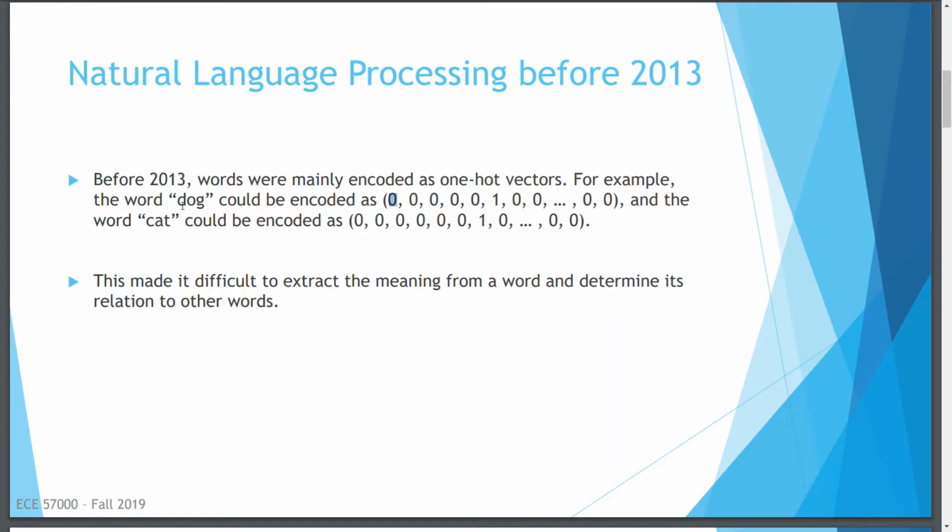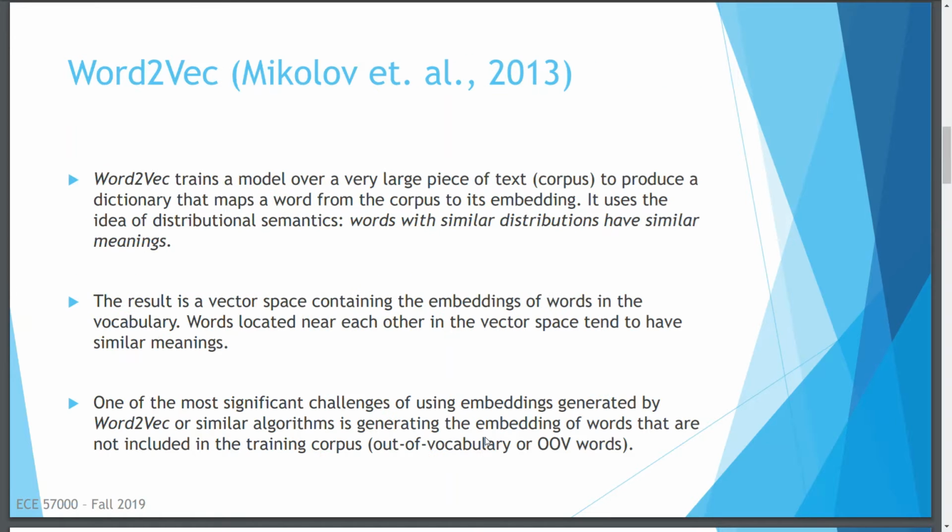For example, if we have dog represented like this and cat represented like this, we might know that dog and cat are different because they have different representations, but we don't have any idea about the similarity in the meaning of those words. So this is where word2vec comes into play.